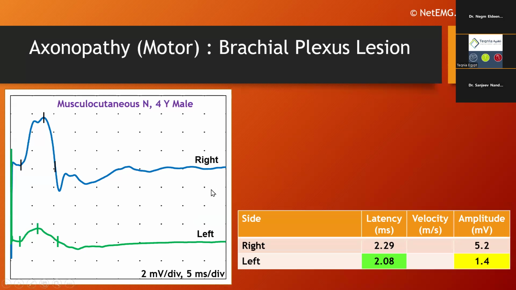You can have a pure axonopathy where the myelin is absolutely normal, but we have lost motor axons. So here is an example of a 4-year-old with a musculocutaneous lesion. On the normal side, you have a normal response, but on the opposite side, the latency is normal, the duration is normal, indicating there is no defect in the myelin. Simply the amplitude has decreased. And a drop in amplitude by more than 50% is considered significant.